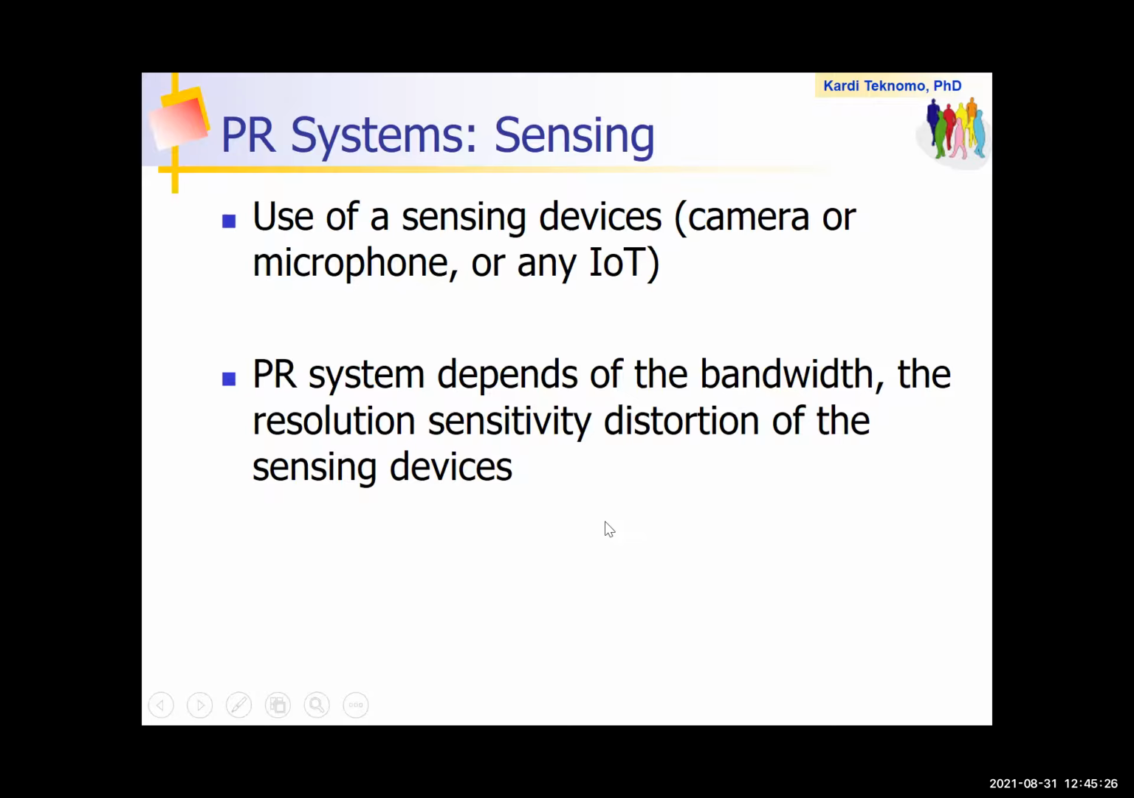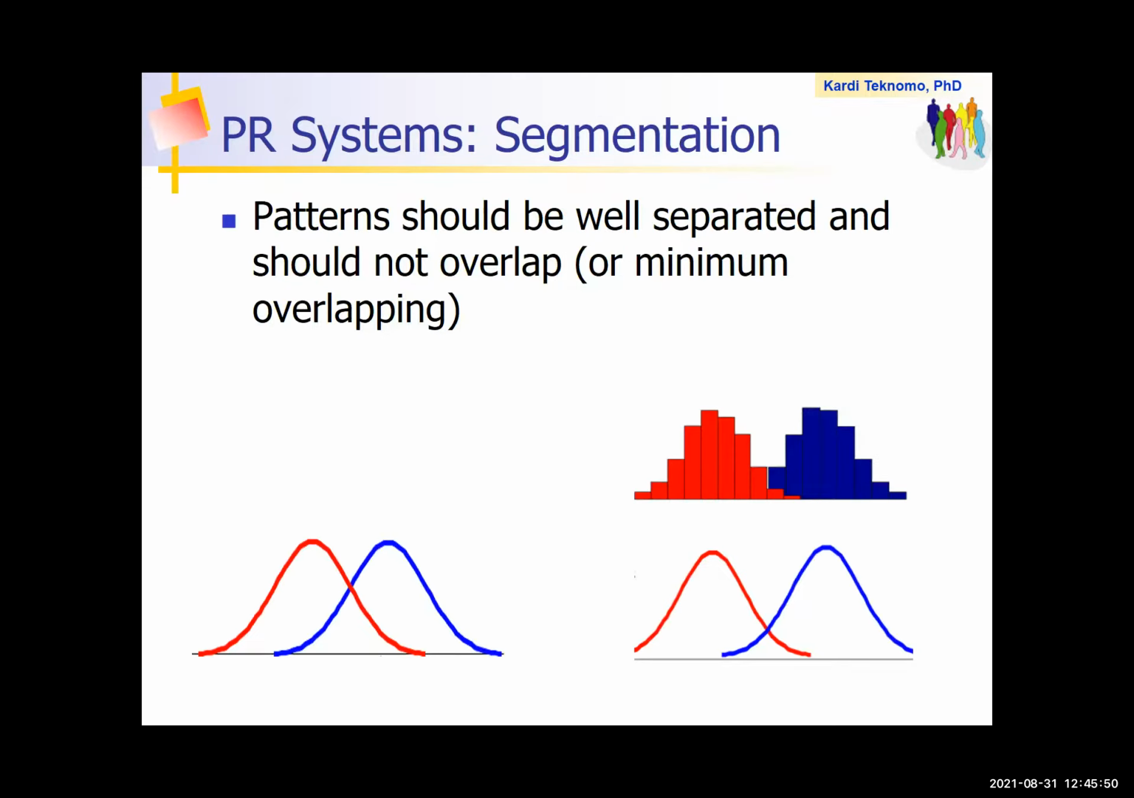So don't forget to collect the data. You use many sensing devices. You can use a camera, you can use a microphone, or any Internet of Things device that you want. And the system depends on the bandwidth, the resolution, and the sensitivity of your sensing devices. So our goal is to well separate the patterns of the distribution. If possible, do not overlap. If they are overlapping, then the overlap must be minimal.